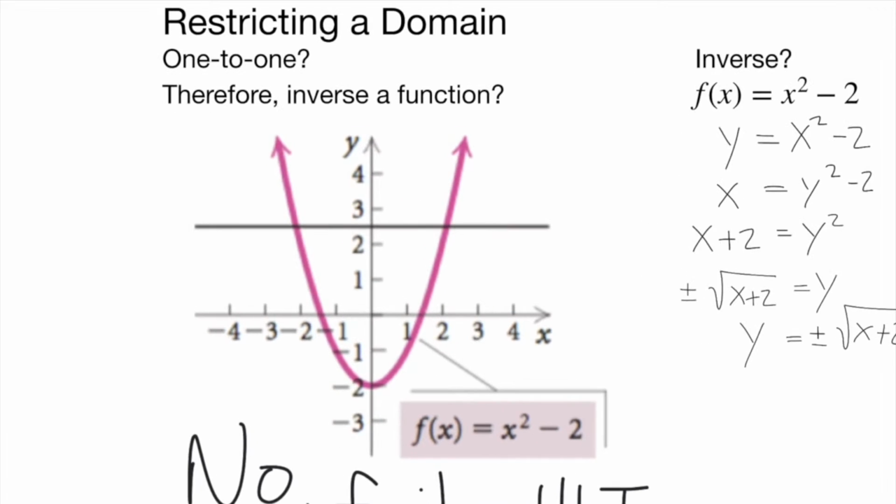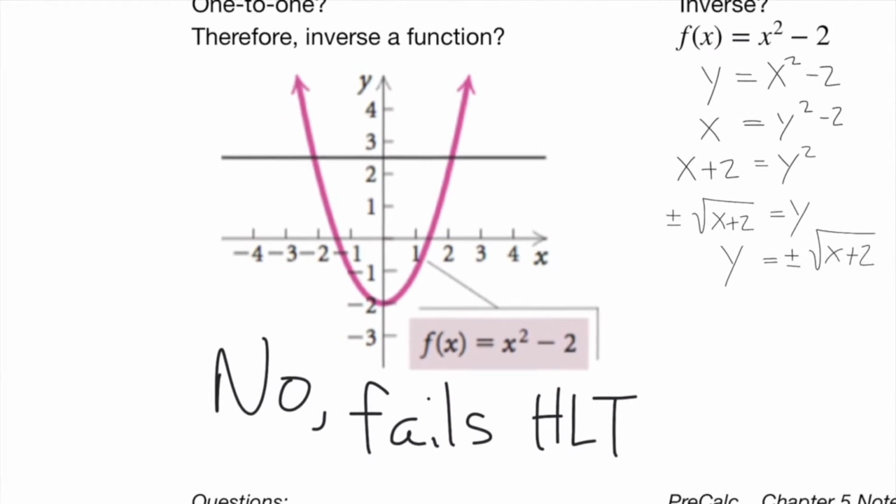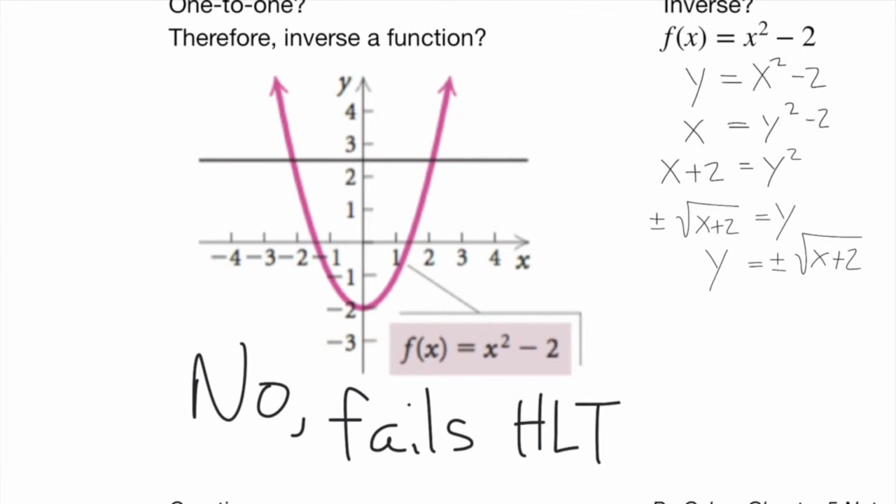Now, sometimes we encounter functions that are not one-to-one, and therefore the inverse is not a function. And this is one of those cases. Is it one-to-one? No. Therefore, is the inverse of this function a function also? No. It fails the horizontal line test. You can draw a horizontal line, and it's not one-to-one, so therefore its inverse is not a function.